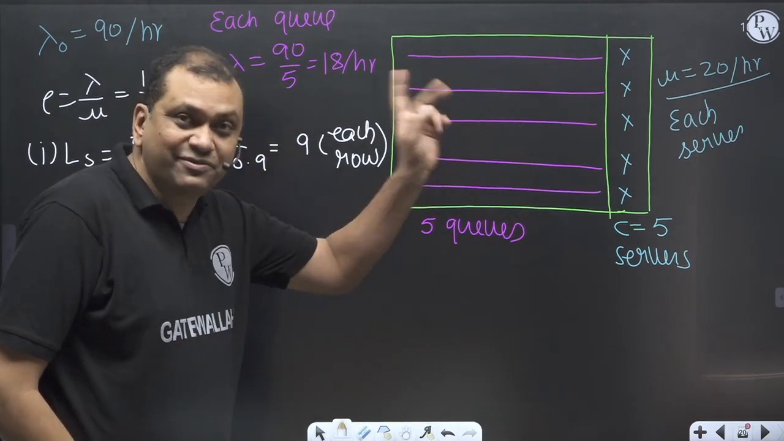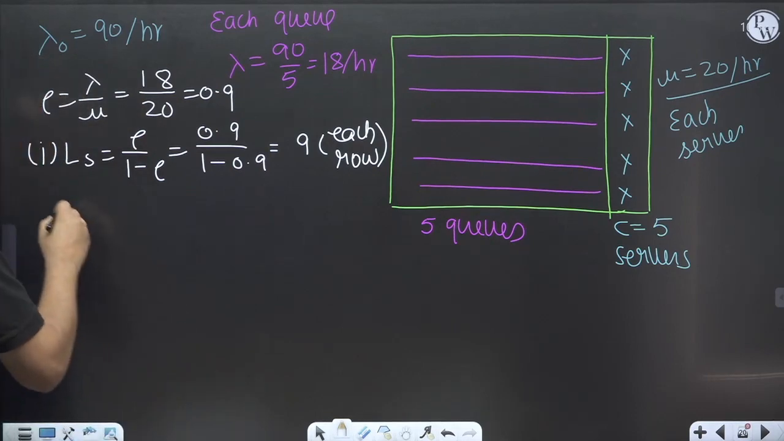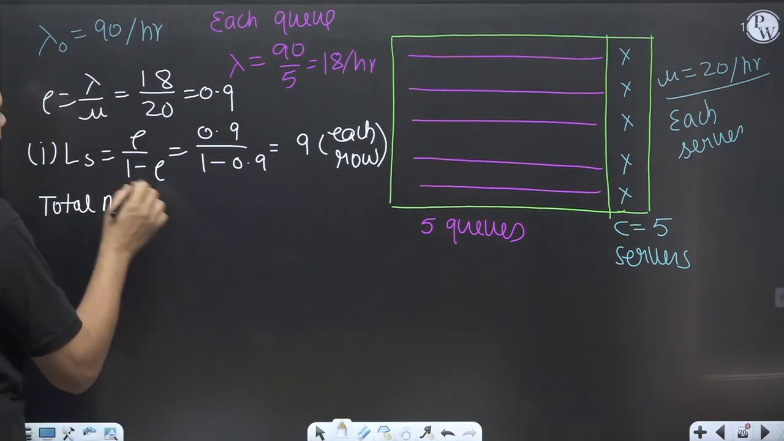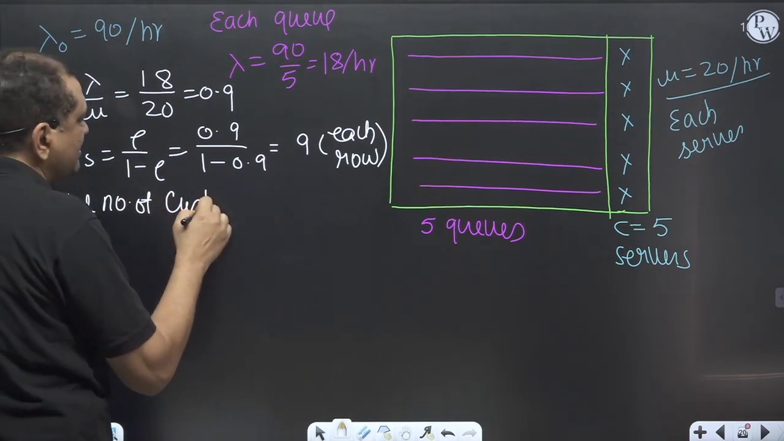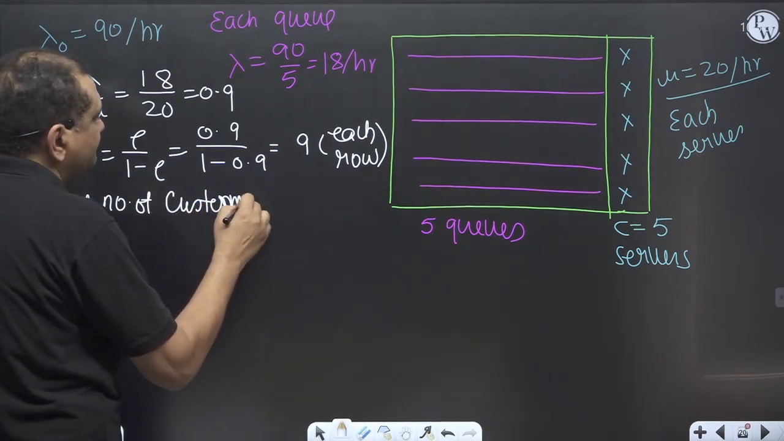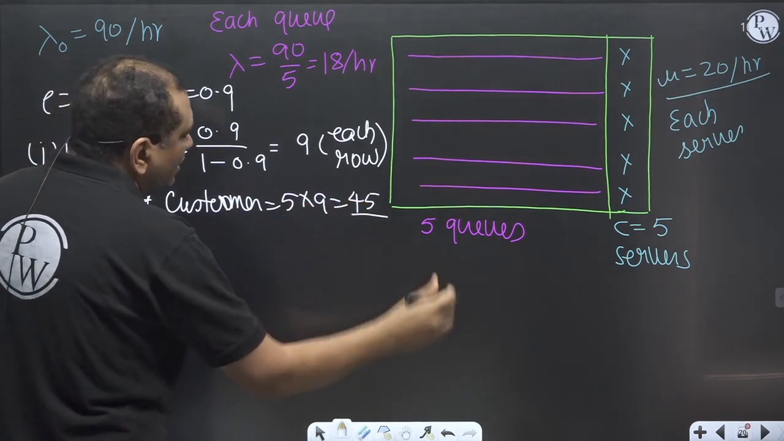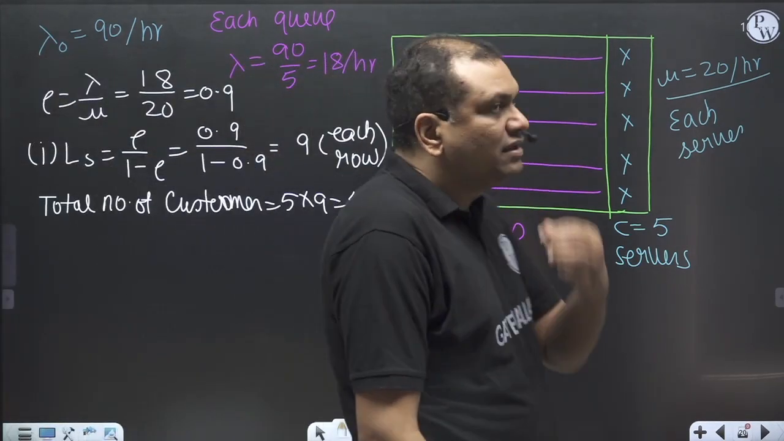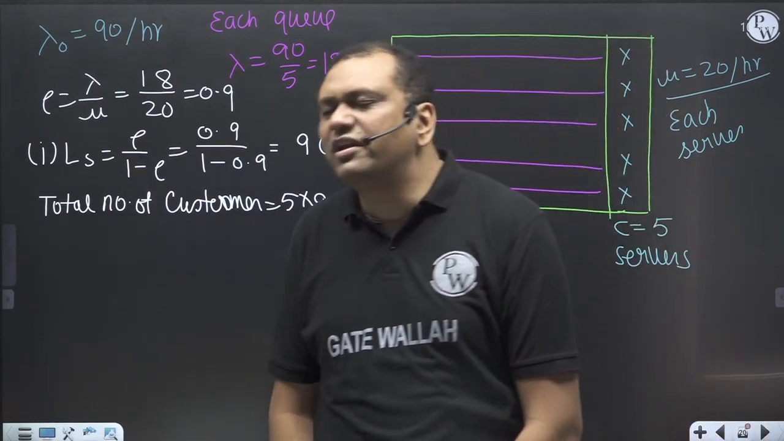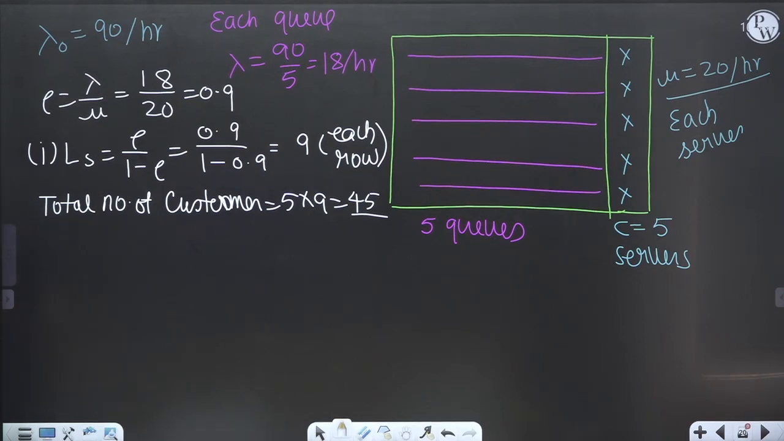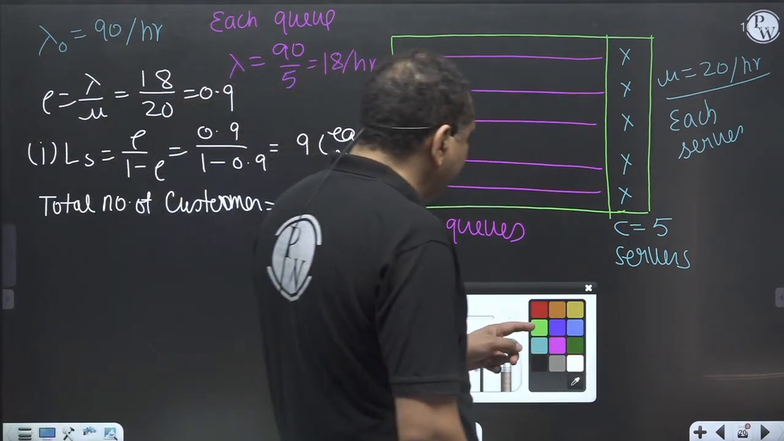and there are 5 rows now, 5 systems. So the total number of customers in the facility is 5 into 9, 45. At any point of time, there are 45 customers. On an average, there are 45 customers in the facility.